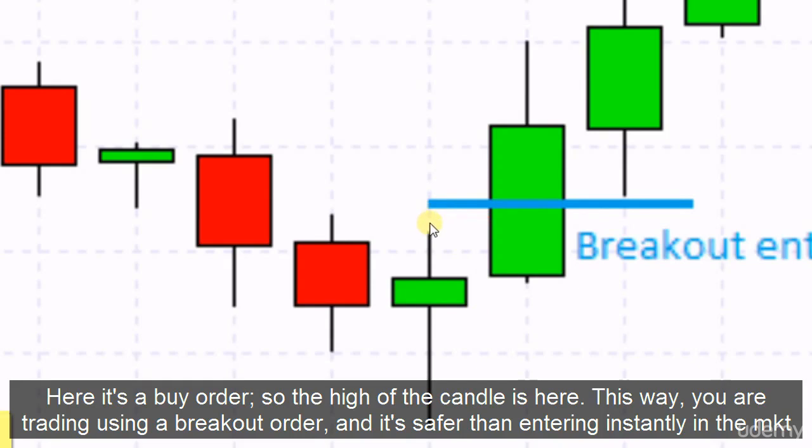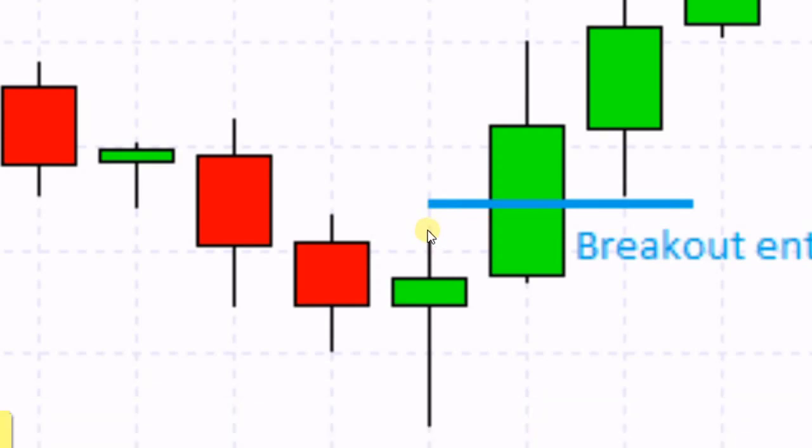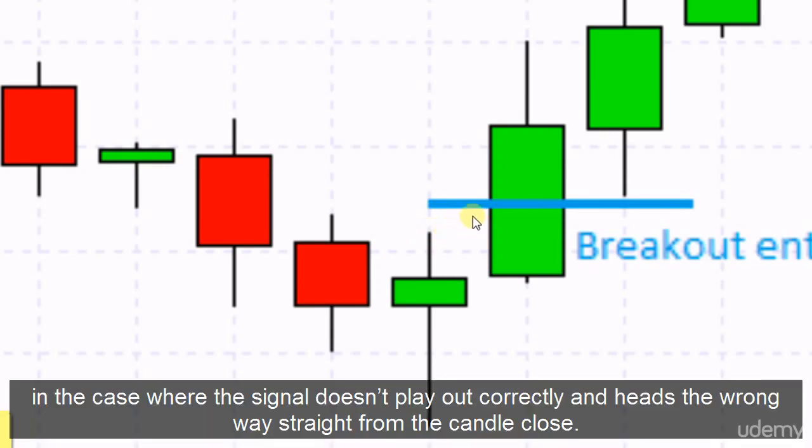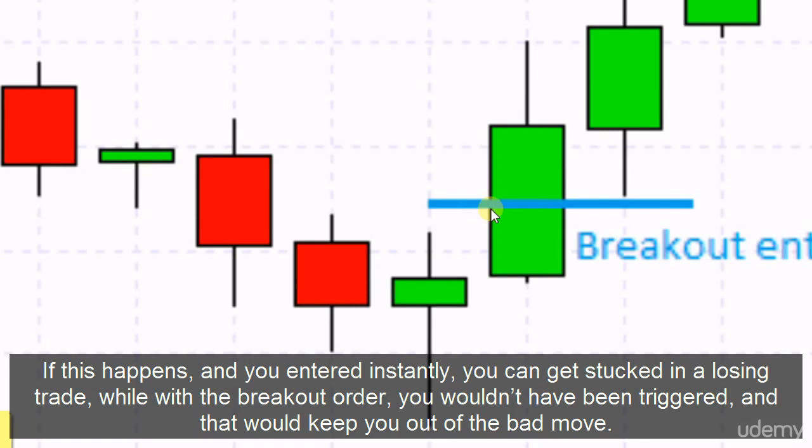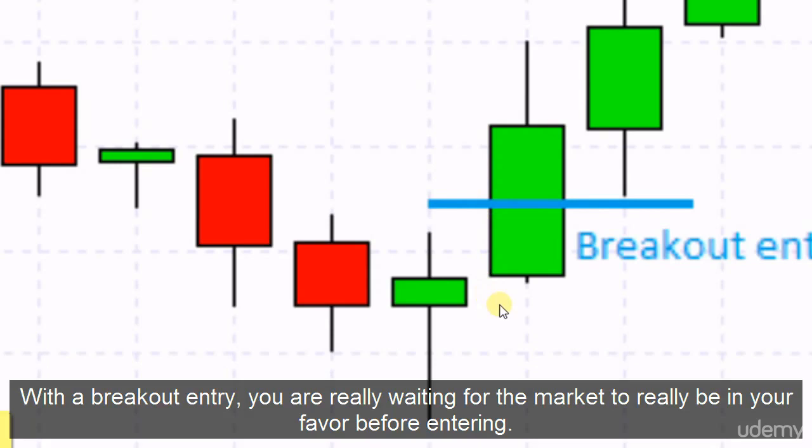So this way you are trading using a breakout order, and it's safer than entering instantly in the market in the case where the signal doesn't play out correctly and heads the wrong way, straight from the candle close. Okay, so if this happens and you entered instantly, you can get stuck in a losing trade, while with the breakout order you wouldn't have been triggered, and that will keep you out of a bad move. So with a breakout entry, you are really waiting for the market to be in your favor before entering.